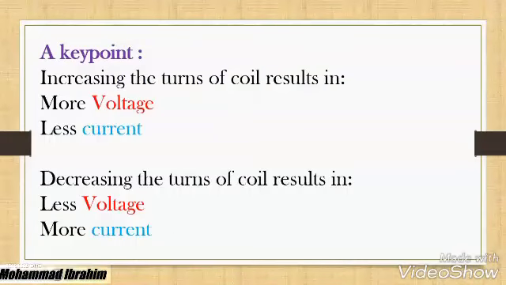Now, a small key point: increasing the turns of the coil, which is a step-up transformer, results in more voltage and less current. Decreasing the turns of the coil, which is a step-down transformer, results in less voltage and more current. This means that they are inversely proportional to each other.